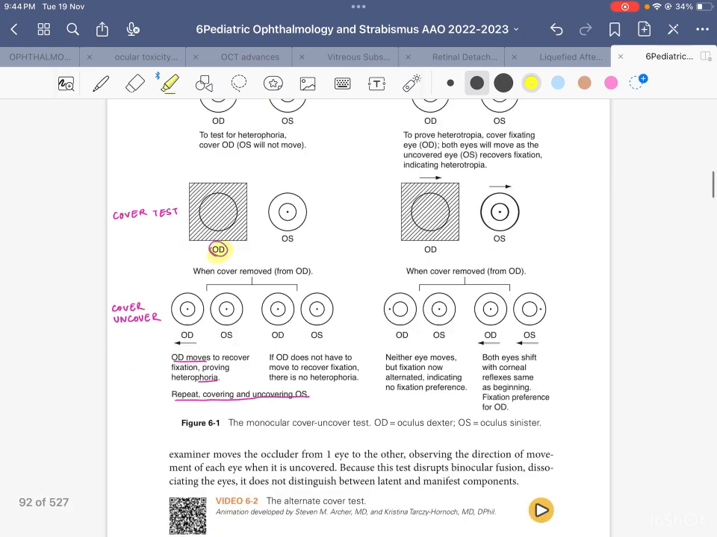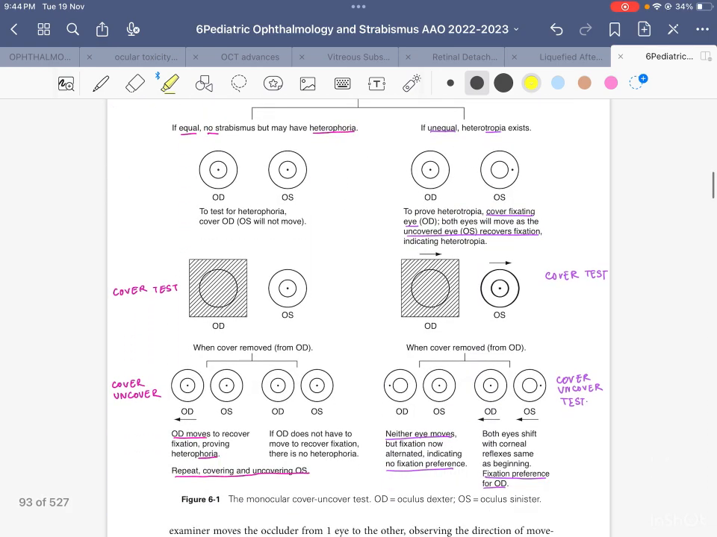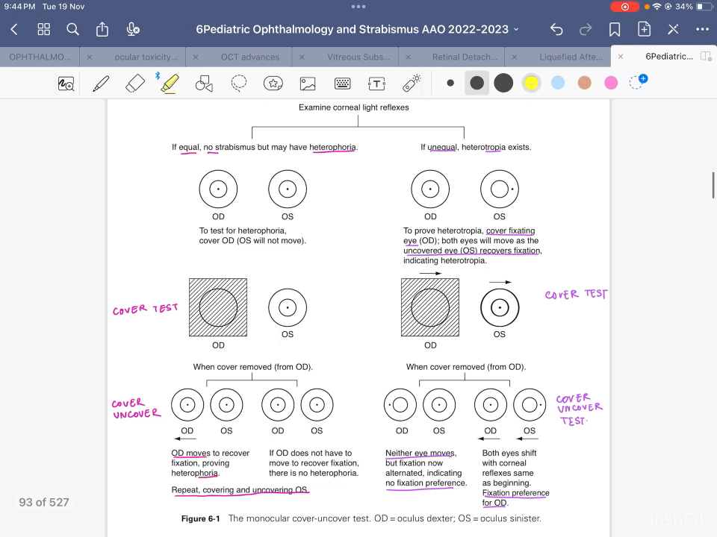Coming to the second scenario, where the corneal reflexes are unequal, we can see here that in the right eye it is centered, while in the left eye it is located a little temporally, which means that we are expecting a left eye esotropia, correct? So in this, we next do the cover test.